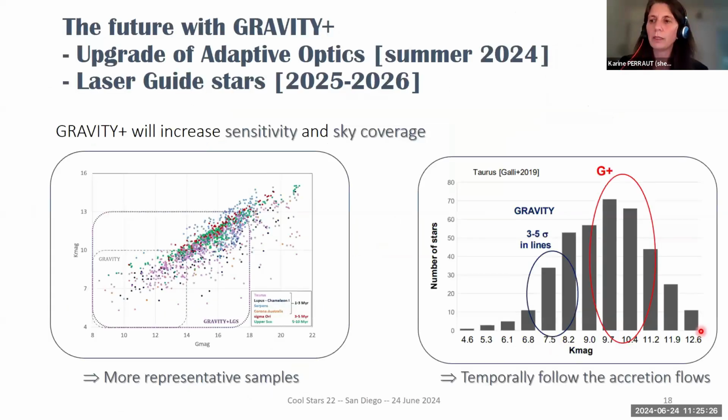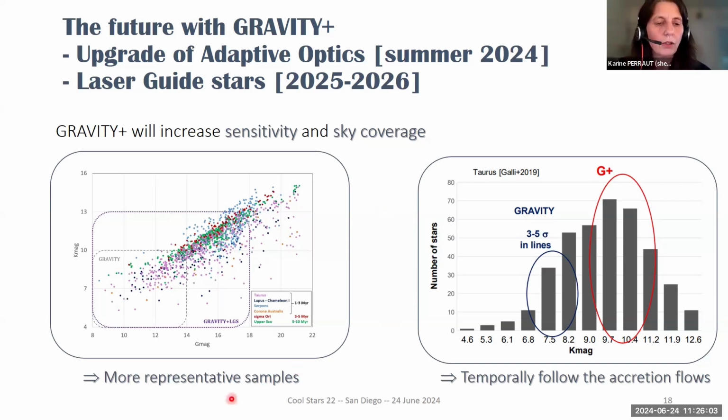So now I would like to say a few words about the future. The future is the upgrade of GRAVITY, the so-called GRAVITY+ instrument, that will upgrade the adaptive optics of the different telescopes. This is foreseen for the coming weeks, so this summer, and also to install laser guide stars on each telescope in 2025, 2026. And this is really important because it will increase both the sensitivity and the sky coverage.